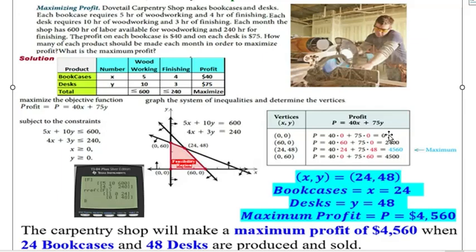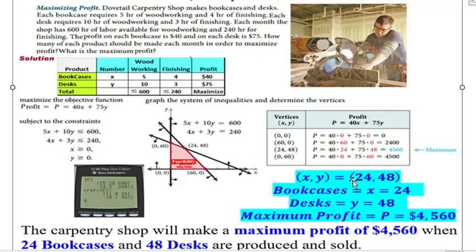So now here you have 0, 2400, 4560, and 4500, which the maximum is 4560, and this is the absolute max. And this is when you produce 24 bookcases and 48 desks, then you will end up with the maximum profit. And the absolute minimum is 0. When you produce 0 bookcases and 0 desks, then you make nothing, it is 0.